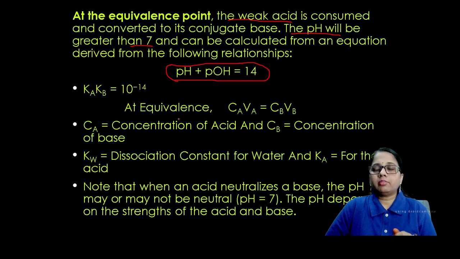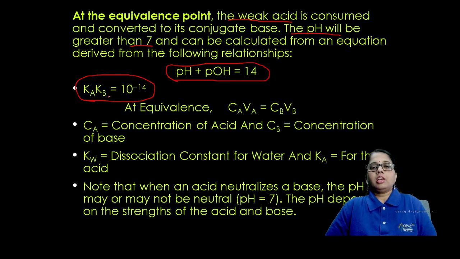So here at the equivalence, what happens? CaVa equal to CbVb. Ca means concentration of the acid and Cb means concentration of the base. Okay, so what is Kw here? Dissociation constant of the water. So thereby we are going to learn about this equation, that is Ka into Kb equal to 10 to the power of minus 14. So what is Ka? Dissociation constant for the acid, whereas Kb means dissociation constant for the base. So these two products are going to give you the Kw value, that means dissociation constant for the water, in case of these acid base titrations, because finally we are going to get the neutralization reaction.